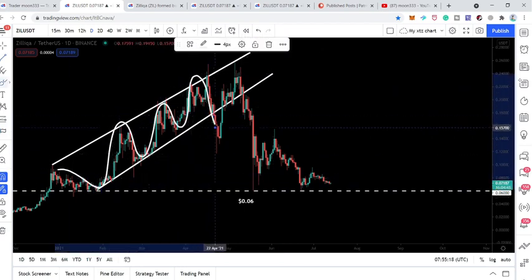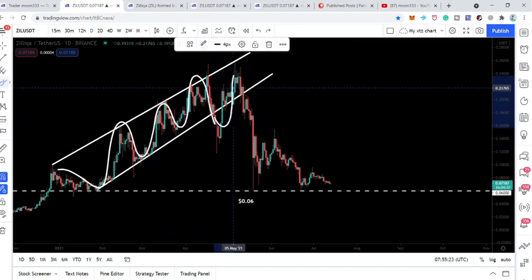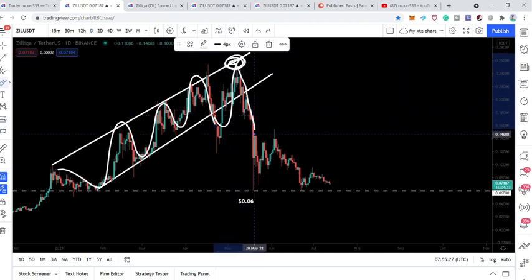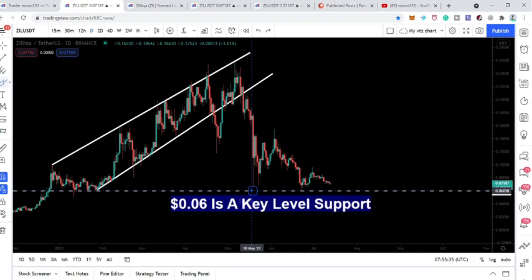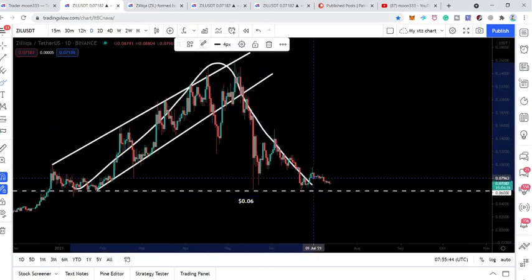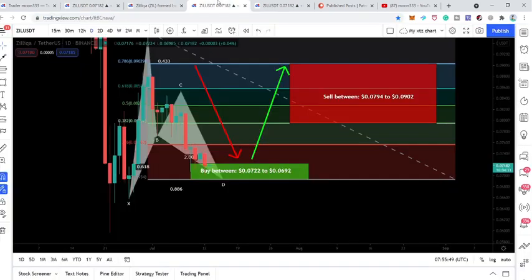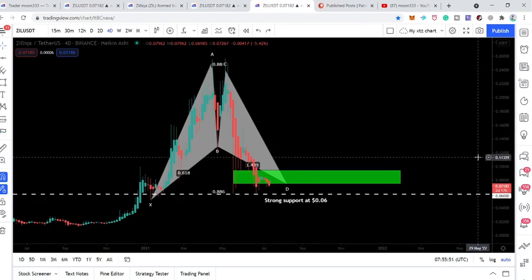Here for a while the price line broke down the support but reversed back inside this channel, and after getting rejected by this resistance level the price action again broke down this channel, and here moved to the very strong support of 6 cents, and I'll show you why this is a very strong support. Now at the same time, while the price action moved all the way down here to the 6 cent support level, the price action has also formed a very big bullish bat pattern.